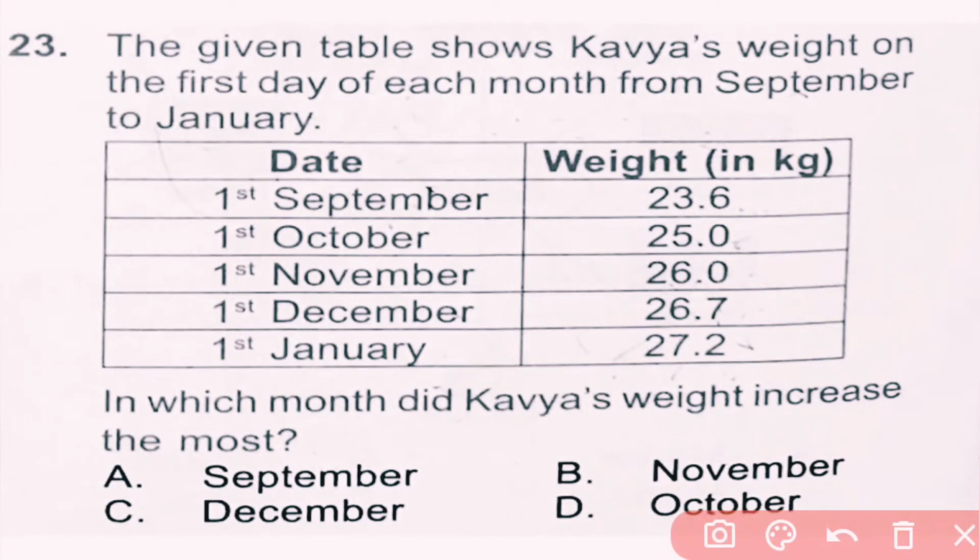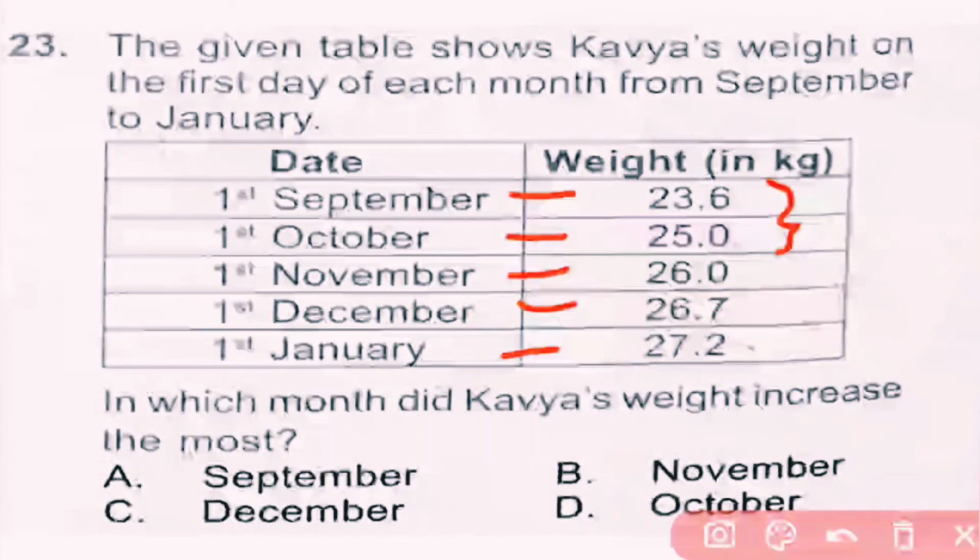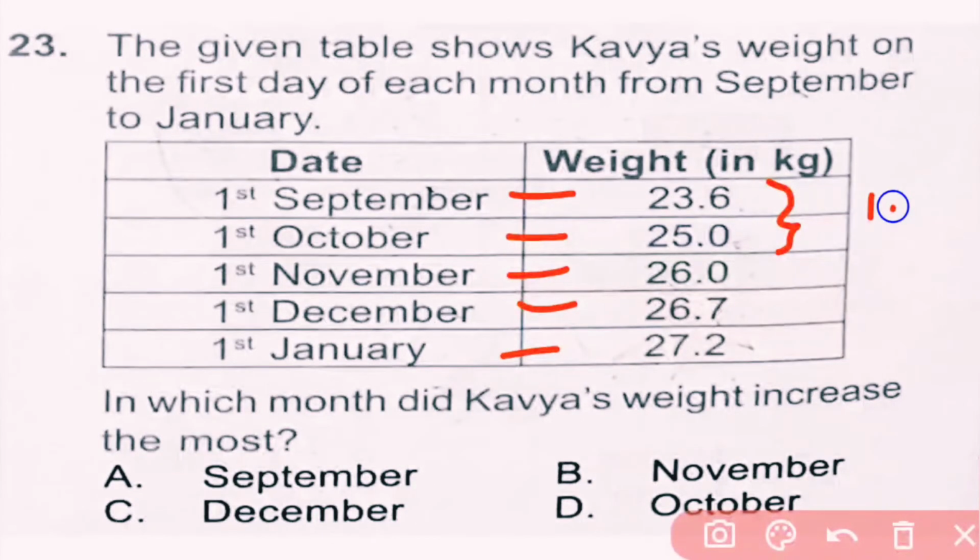Question number 23. The given table shows Kavya's weight on the first day of each month from September to January. In which month did Kavya's weight increase the most? So here are given the September weight, October weight, November weight, December weight and 1st January weight. So we first find out the difference of weight between 2 months. Here 25 minus 23.6 is 1.4.